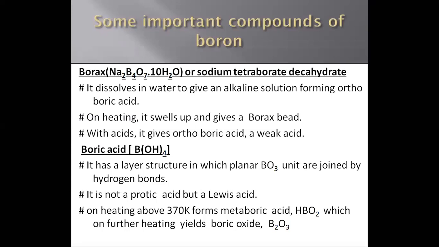Now, when we talk about the properties of these elements, we should also know the important compounds of boron. As we know, there is a large list of compounds of boron, but we will be discussing only a few. The first compound is borax. Its chemical formula, as displayed, is Na2B4O7.10H2O, and its IUPAC name or chemical name is sodium tetraborate decahydrate.